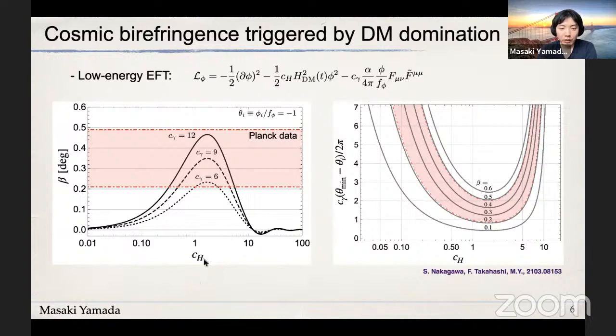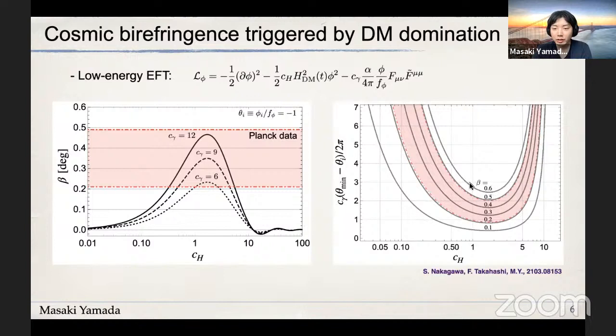But if CH is much larger than unity, we get a negligibly small birefringence angle. This is because the axion starts to move well before the recombination epoch. And in that case, we don't get any large birefringence signal. Or if CH is much smaller than unity, then the axion never moves even after the matter-radiation equality. So even in that case, we don't get a large birefringence angle. So we can explain the Planck data only if CH is over unity. Although this is a very simple model, the prediction is quite non-trivial.